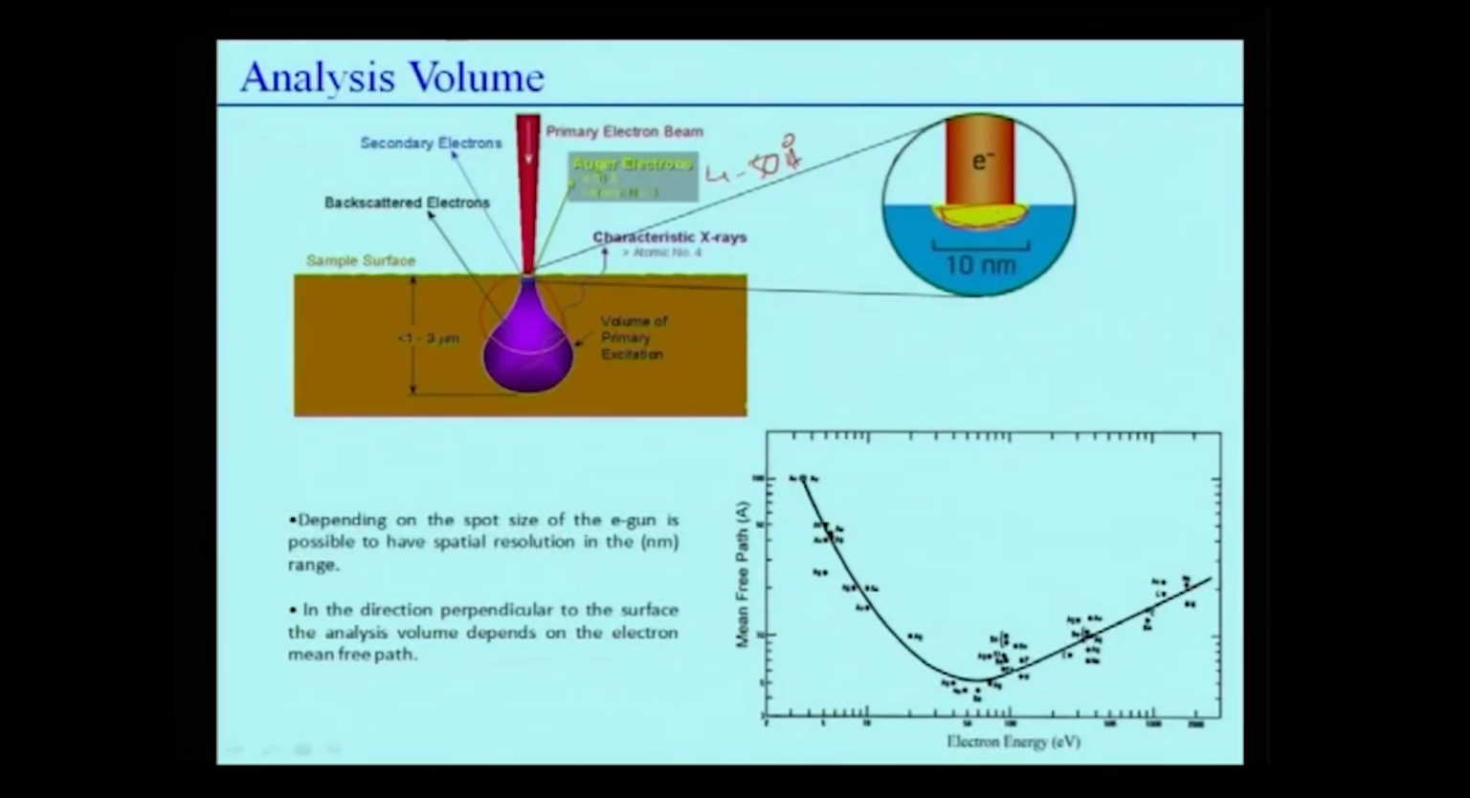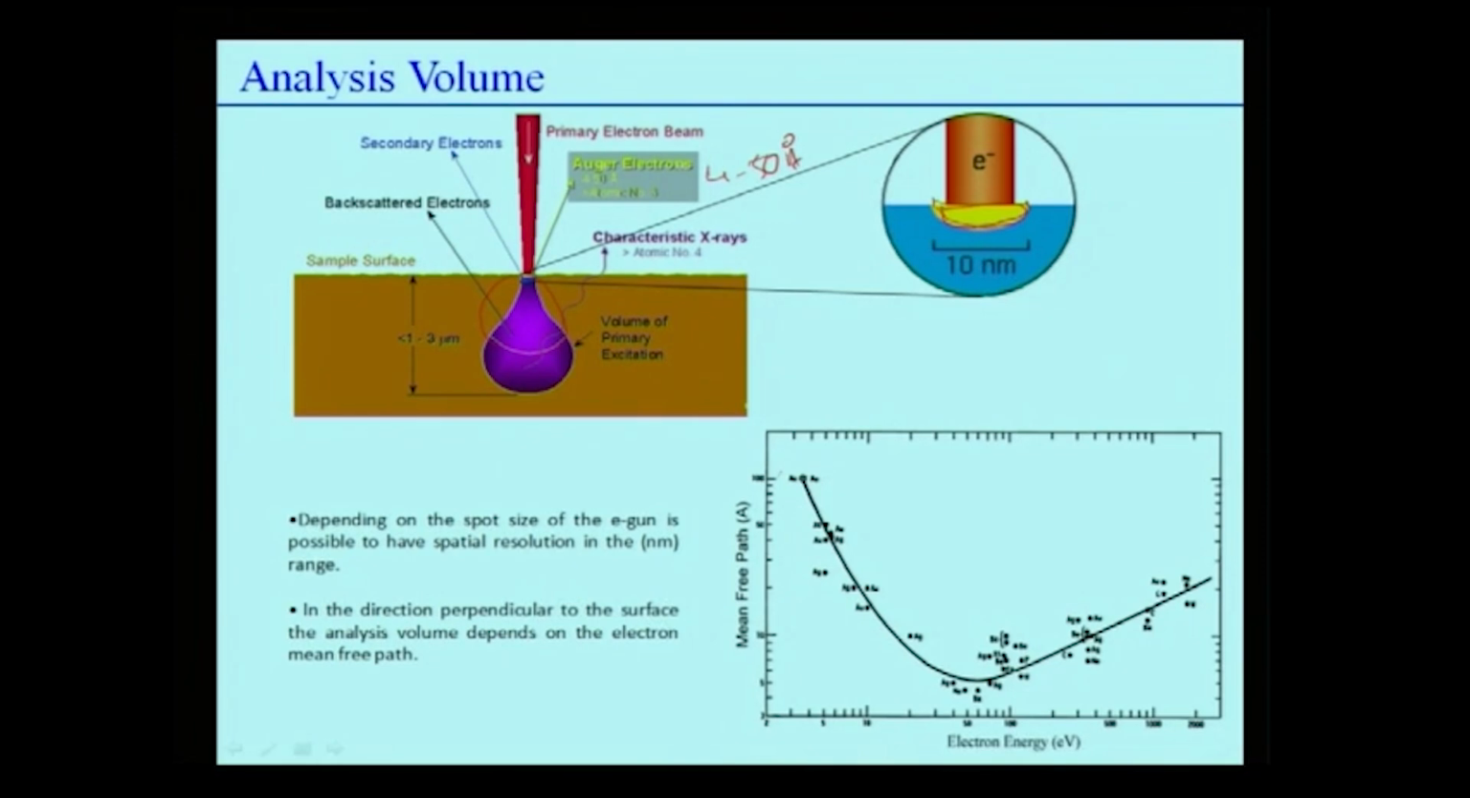Depending on the spot size, and not only spot size but electron gun, the spatial resolution, meaning the XY, not the depth, would depend on it. In the direction perpendicular to the surface, the analysis volume depends on the electron mean free path. If the mean free path is high, then electrons can generate more Auger; if it is low, then less. The mean free path is shown here as a function of electron energy.